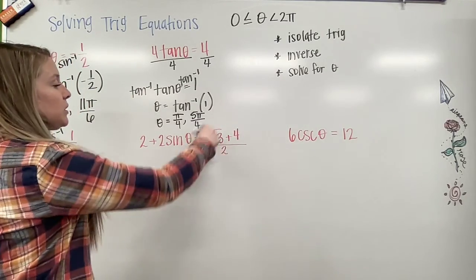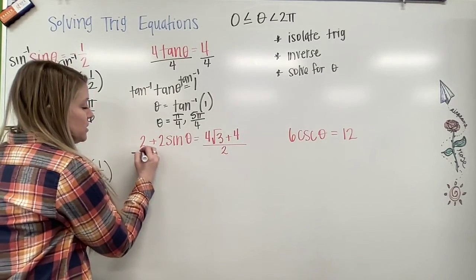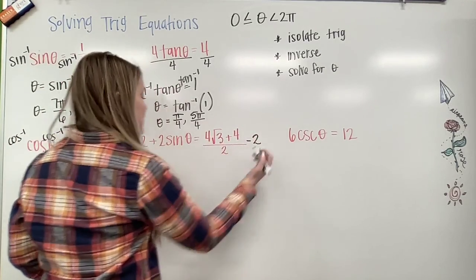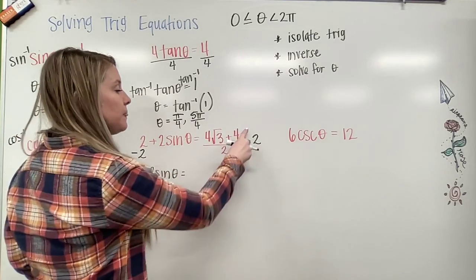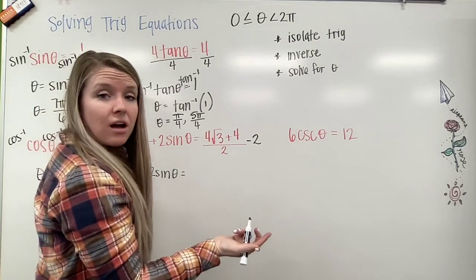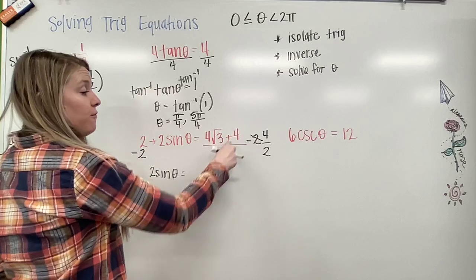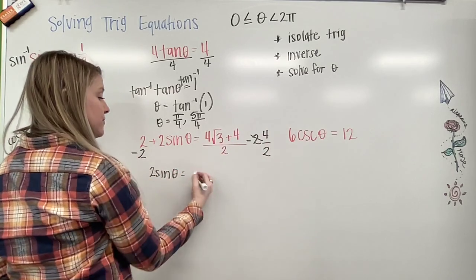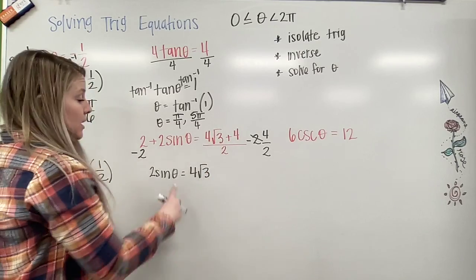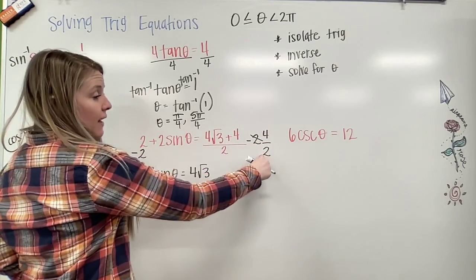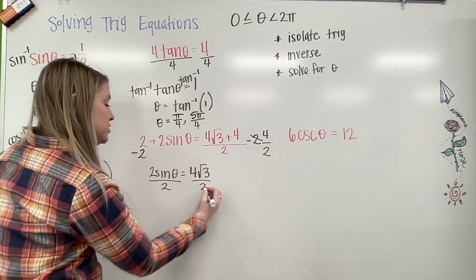Okay? This one looks a little bit more complicated just because of the way this fraction is set up. But first thing I'm going to do is I'm going to subtract 2 from both sides. So over here I get 2 sine of theta equals, this is over a fraction, so I need a common denominator, so I'm going to go ahead and make this -4/2. So now I have 4/2 minus 4/2. That's going to leave me with that 4√3. Okay, so this piece and that piece went to 0. So now I'm here, I'm still isolating sine, so I'm going to divide by 2.